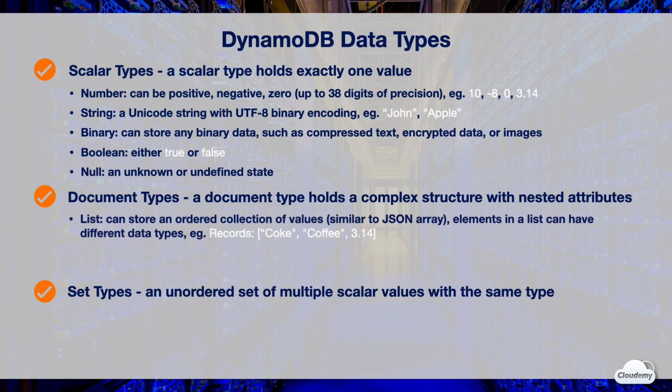A list type attribute can store an ordered collection of values. It's similar to a JSON array. Lists are enclosed in square brackets. Elements in a list can have different data types. There is no restriction on the data types that can be stored in a list.